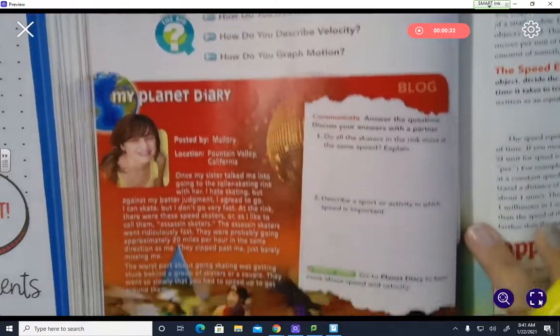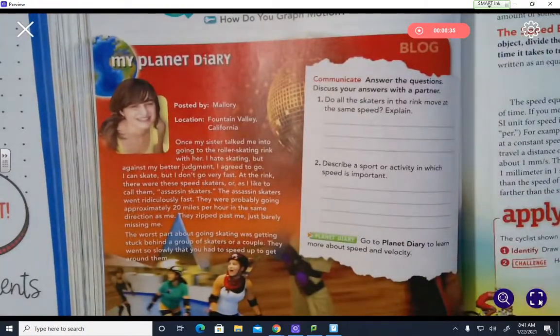All right, like always, we're going to start off with the My Planet Diary, and this was posted by Mallory, who lives in Fountain Valley, California. Once my sister talked me into going to a roller skating ring with her. I hate skating, but against my better judgment, I agreed to go. I can skate, but I don't go very fast. At the rink, there were these speed skaters, or as I like to call them, assassin skaters.